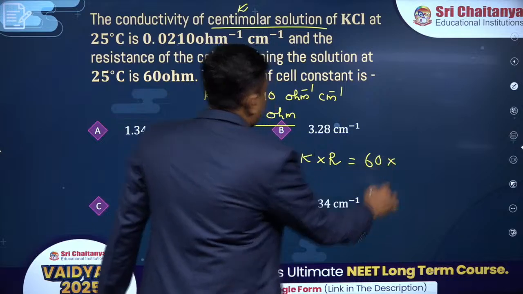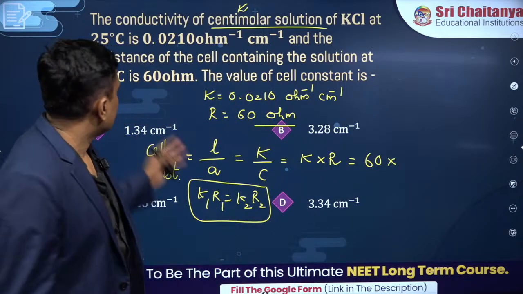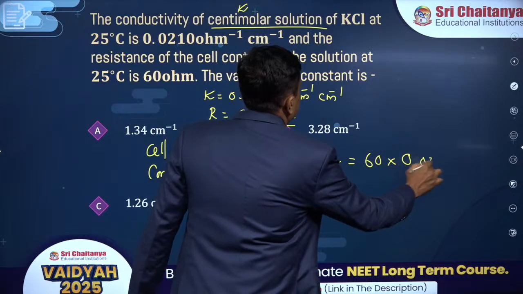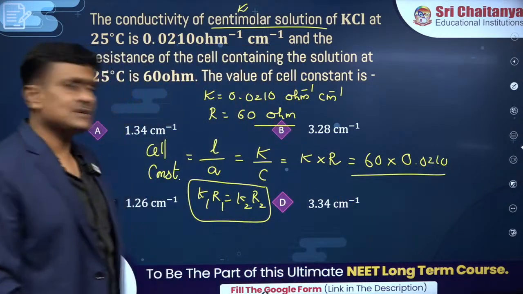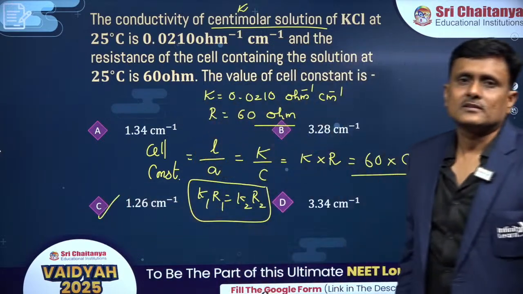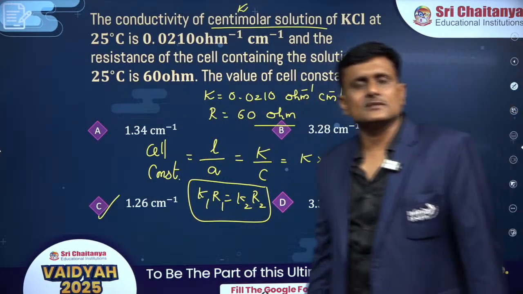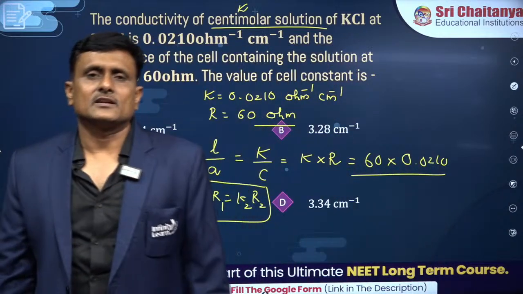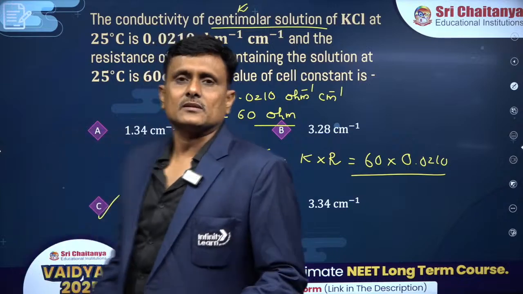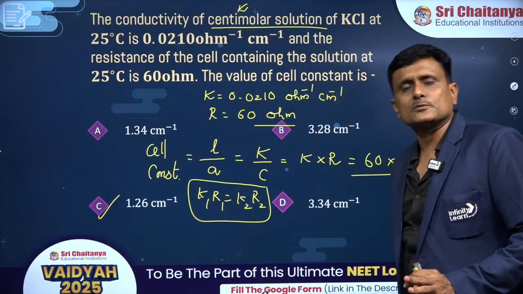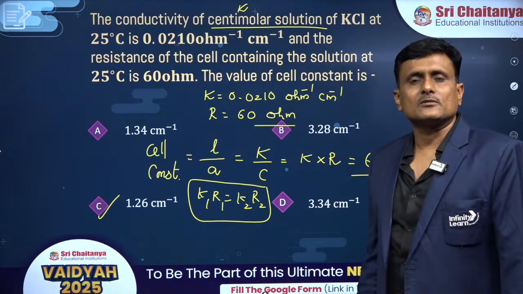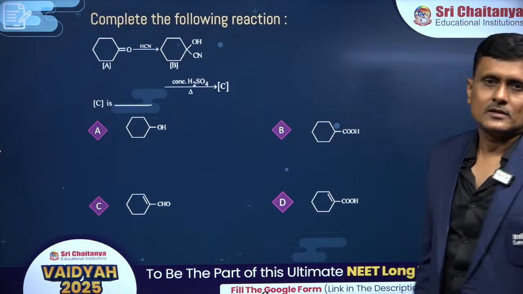R is 60. Alright, buddies. And K value substitute. K is 0.0210 and R value substitute. Looks to be that we will be getting how much? 1.26 centimeter inverse. Isn't it an easy question? Right? Electrochemistry, we should not be afraid because difficult questions may not be asked. Sometimes they could be just formula substitution oriented, and mostly electrochemistry means formula based questions. So don't ignore, don't be afraid of this physical chemistry.